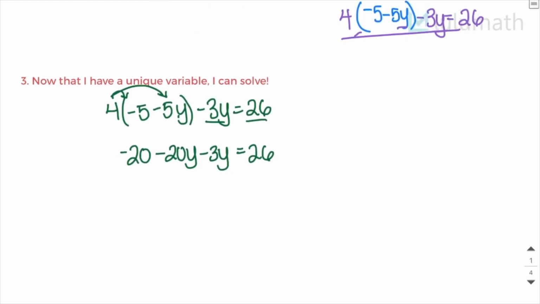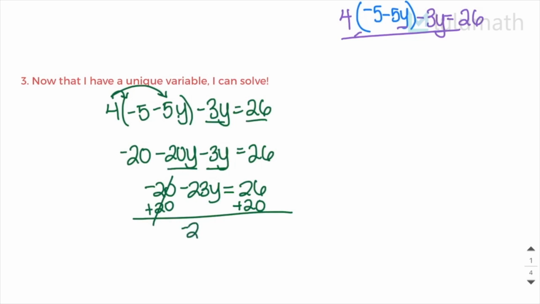Collect your like terms, so negative 20y and negative 3y give you negative 23y. We can just copy down this negative 20 and then copy down this 26 right here. Okay, now just isolate the y. So I'm going to add 20 to both sides because negative 20 plus 20 is 0. So I end up getting negative 23y equals 26 plus 20 is 46. Okay, so divide both sides by negative 23, and I end up getting y equals negative 2.